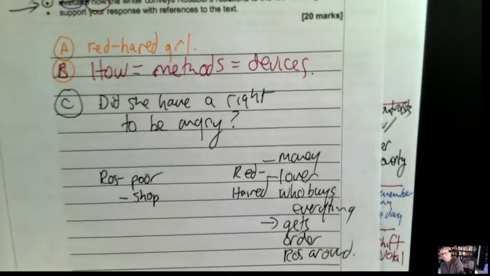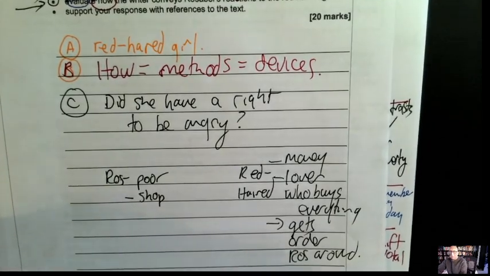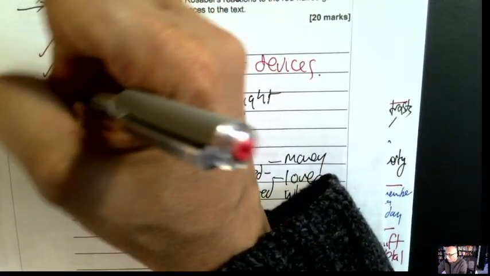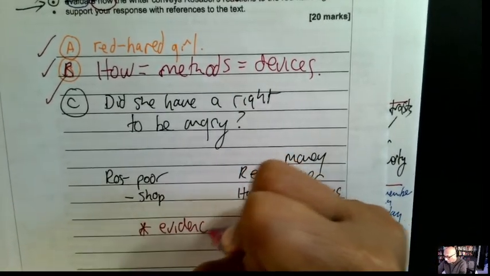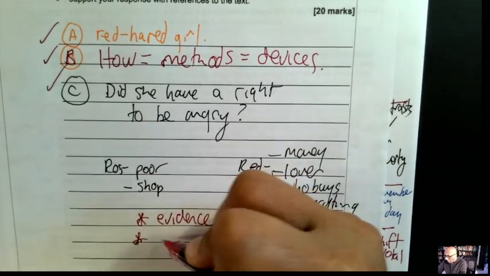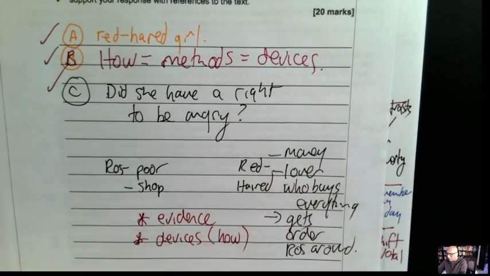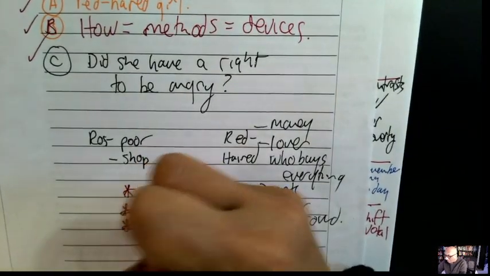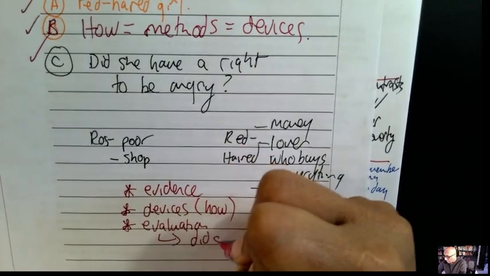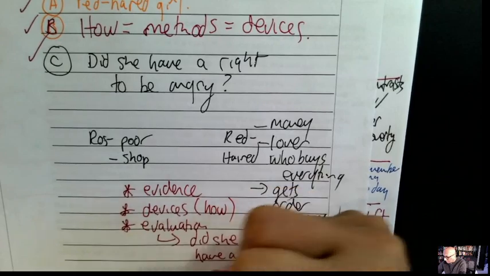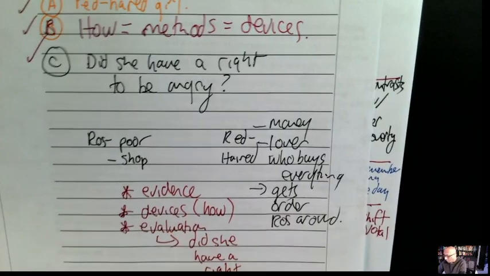Now, were you to respond in this way, this simply isn't enough. Why? What is really missing here? Well, we have broken down the question, but what we're missing is evidence. From the evidence, what we're missing are devices, which is how. How is this anger shown? And we are missing our actual opinion. Did she have a right to be angry? And this is really what this question's about.